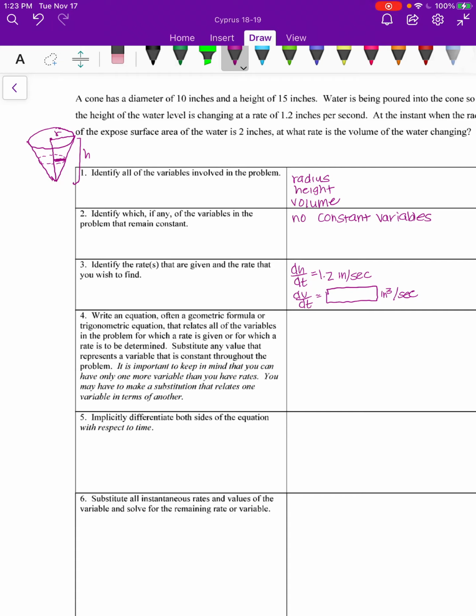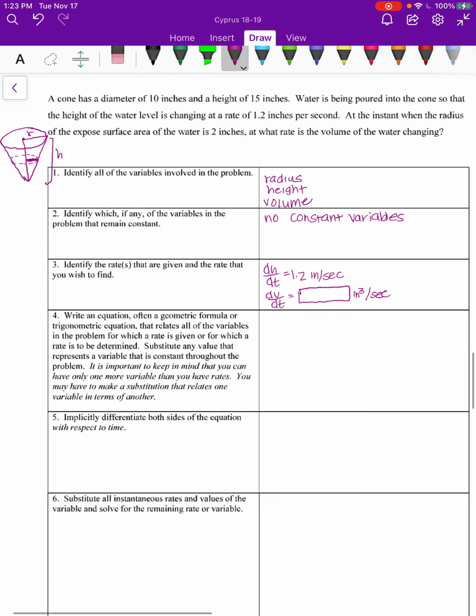Now you guys might be thinking, radius is not a constant variable, and they didn't tell me anything about the rate at which the radius is changing. We're going to deal with that in a second. Okay, so now let's come up with the equation that relates all of these variables together, and we're going to include r for the moment. The equation that I would want to use is my volume equation. Volume of a cone is 1/3 pi r squared h.